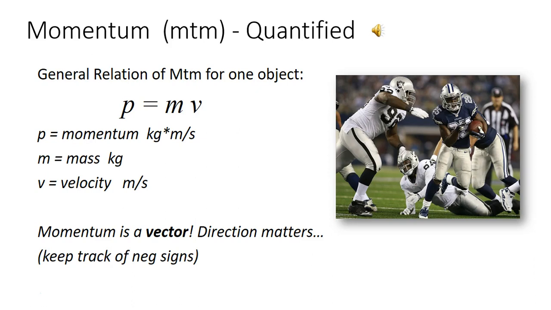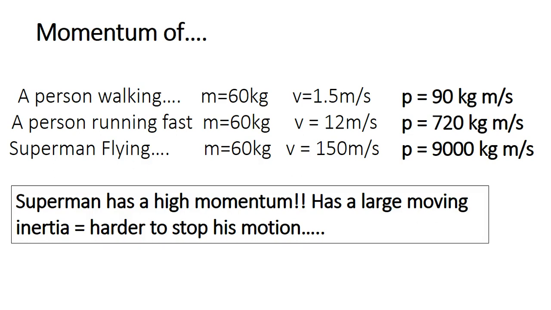And of course, we usually model our opposite direction with negative signs. So these are just some quick calculations of momentum, because momentum is just mass times velocity. Just to make a point here, a person walking, I just picked a random mass for a person. This is typical, a 60 kilogram person. And walking speed is about 1.5 meters per second. So that person would have a momentum of 90 kilograms meters per second.